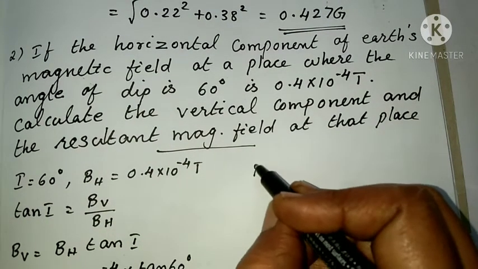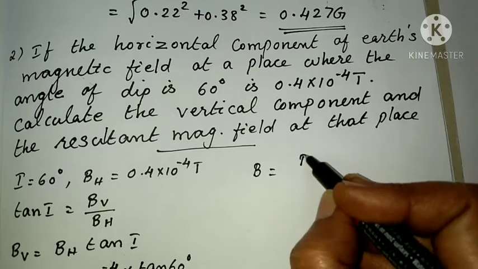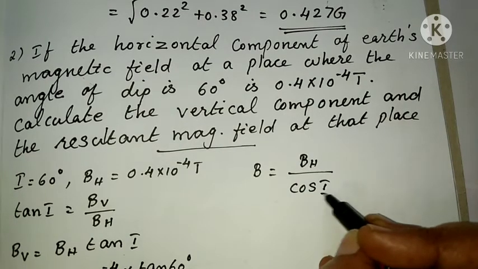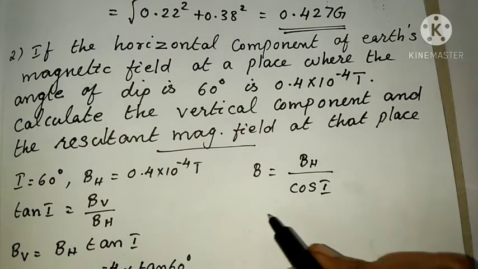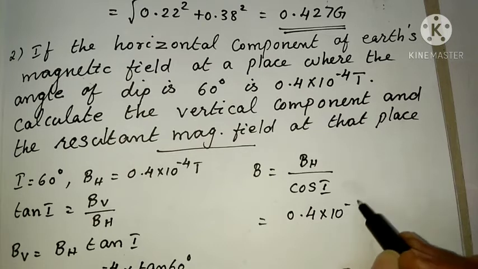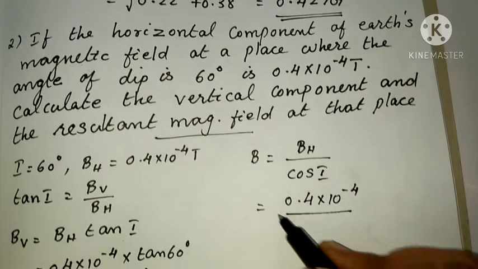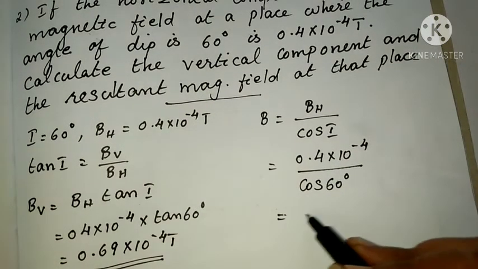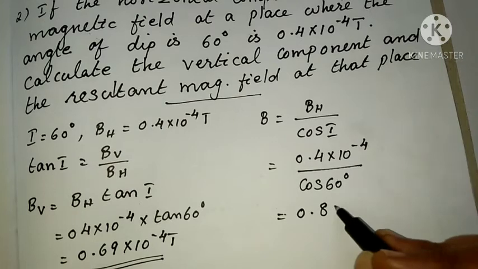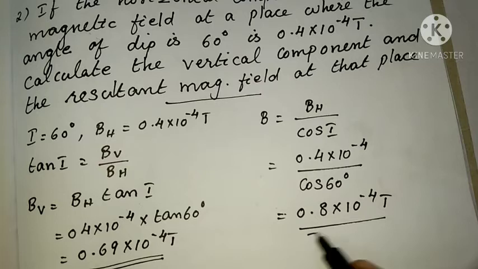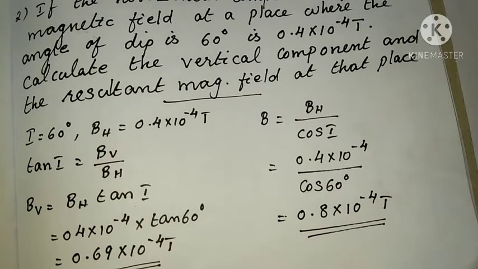So we can use the formula B equal to BH divided by cos I. So this relation also you studied in the theory part. Then we can substitute 0.4 into 10 raised to minus 4 divided by cos 60. Cos 60 is 1 by 2. Then after substituting the values you will get the answer 0.2 into 10 raised to minus 4 Tesla. Clear?